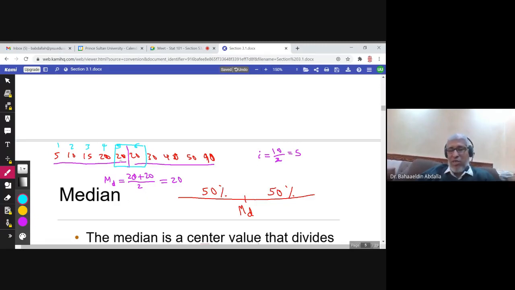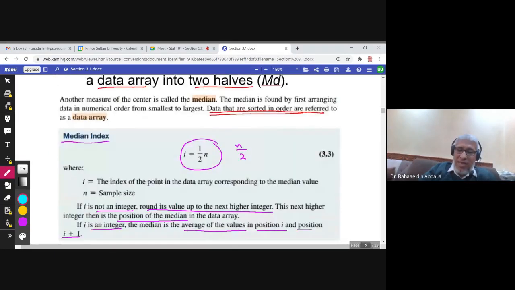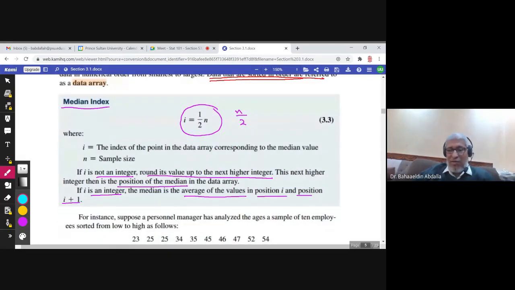Of course, because this is 20 and this is 20, the answer would be the same if you take 5, take 6, or take the average, but this is not necessarily the case. Usually you have different numbers here, not equal numbers. If you have equal numbers, it's okay, but if you have different numbers, you have to use this fact. You find the average of the two values in position I and in position I plus 1.